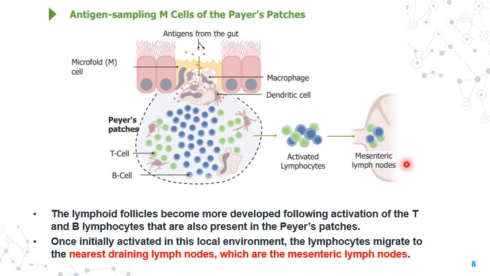The lymph nodes are responsible for surveilling the mucosal tissue. Those are called mesenteric lymph nodes. Okay, you have seen that before. It comes out from the Peyer's patch, goes to mesenteric lymph nodes, and then you have further activation and proliferation of your lymphocytes.